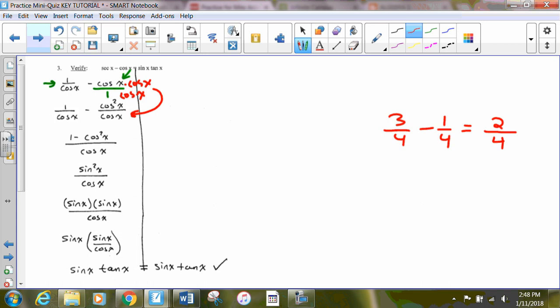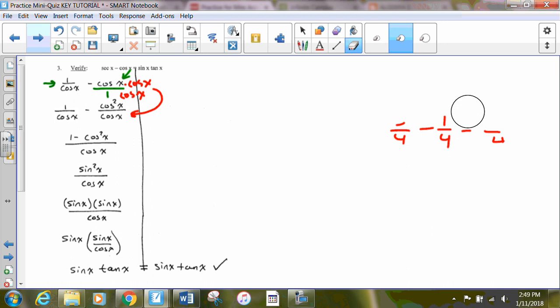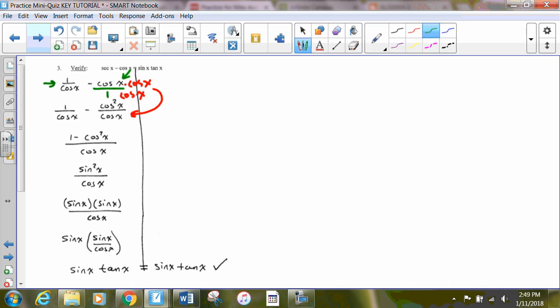So that's why over here, we are just rewriting the denominator once, and then 1 minus cosine squared x is 1 minus cosine squared x. As soon as I see that 1 and the cosine squared x, it reminds me of the Pythagorean identity. Sine squared x plus cosine squared x equals 1.